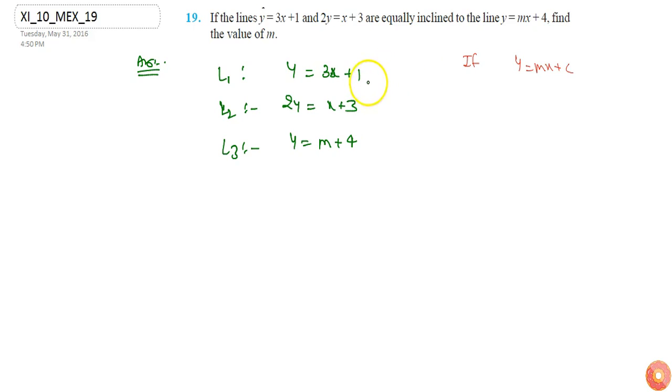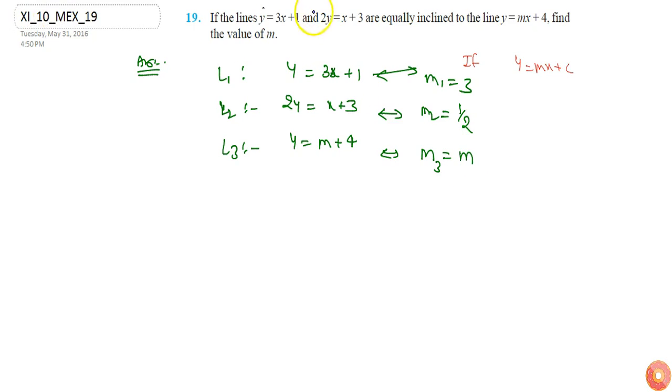If I compare with the standard equation, m1 will be 3. For m2, I have to write y equals x by 2 plus 3 by 2. So I can say m2 will be 1 by 2, and m3 will be m.